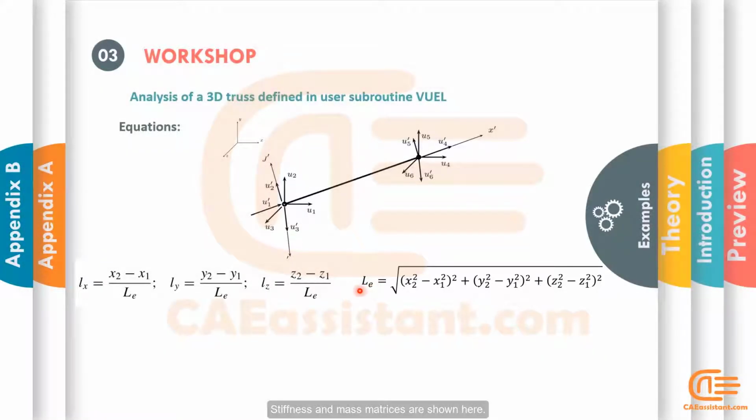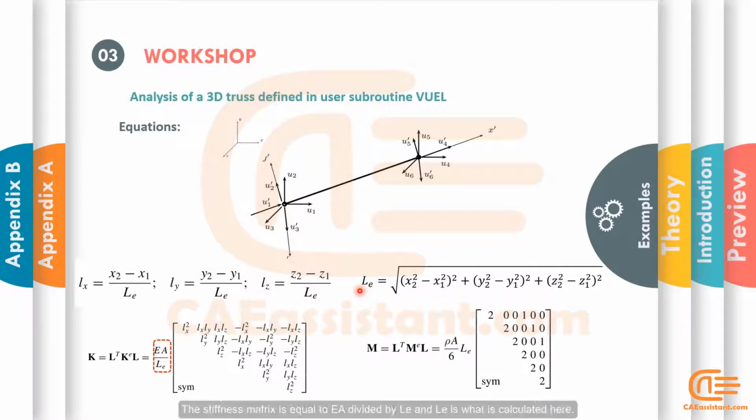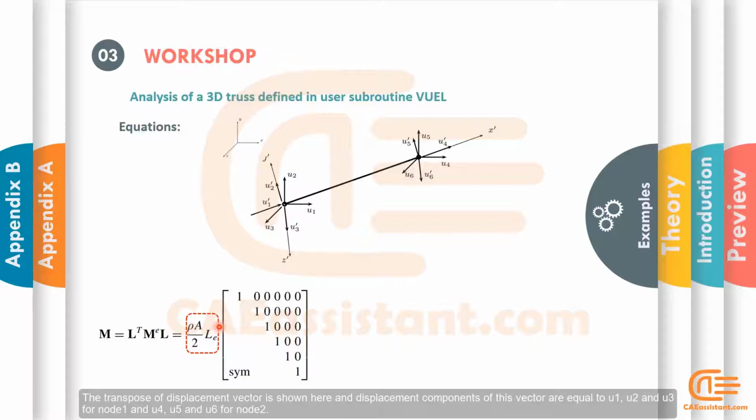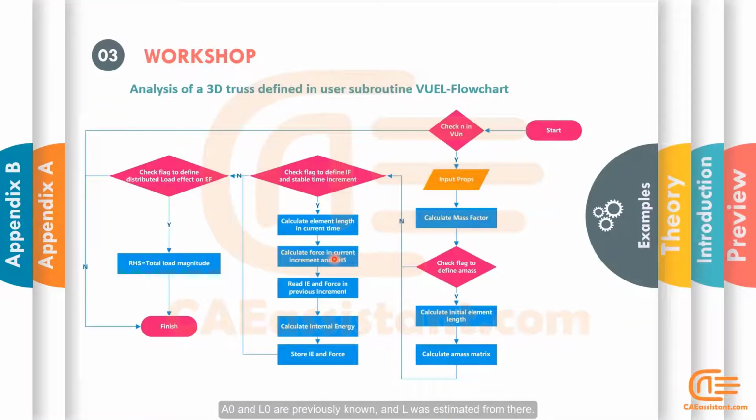Stiffness and mass matrices are shown here. The stiffness matrix is equal to EA divided by LE, and LE is what is calculated here. In this case, we need a diagonal matrix of mass, so this matrix must be converted to diagonal. Since the value of the matrix is equal to 1, then in calculations you should only use the coefficient specified here. The transpose of displacement vector is shown here, and displacement components 0 are previously known, and L was estimated from there.